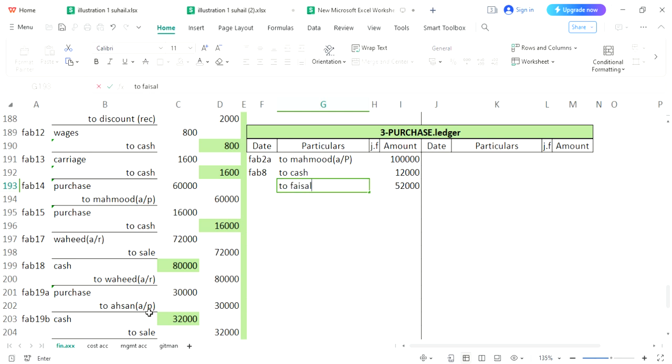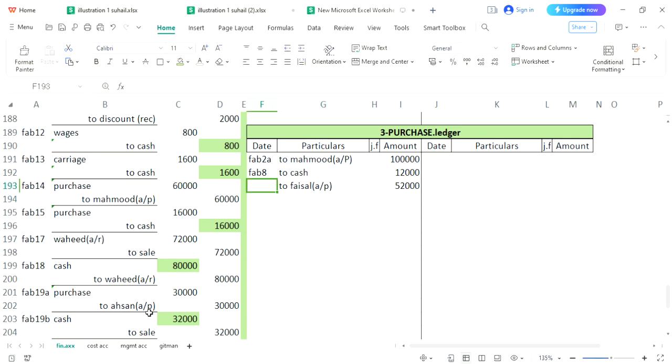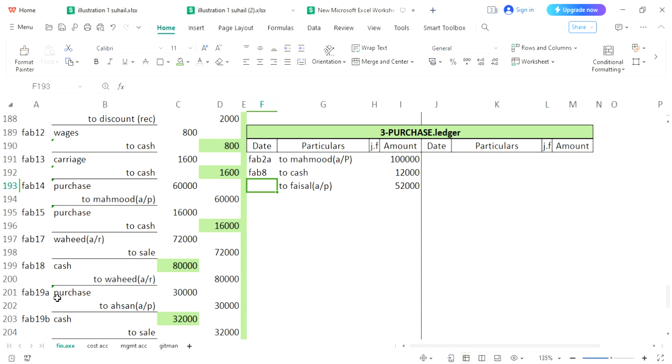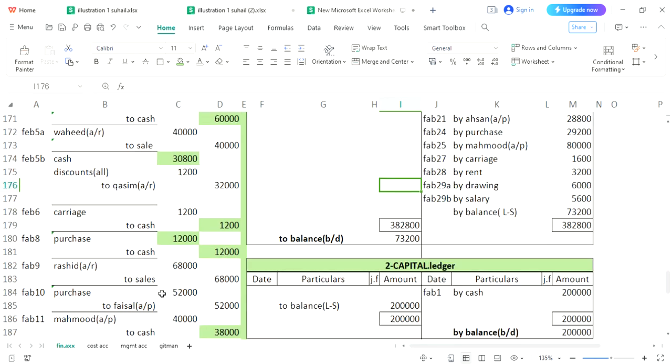Faisal over here, and since you were buying, he must be your account payable. So we have posted account payable over here. Reference has been given. Alright, now let's see the 52,000 date. This purchase we have posted. February 10 was the date. We are putting February 10 in the date column. Date is mentioned. Reference is given. Amount has been posted, 52,000. So this 52,000 for purchase has been posted. We are marking it as completed.